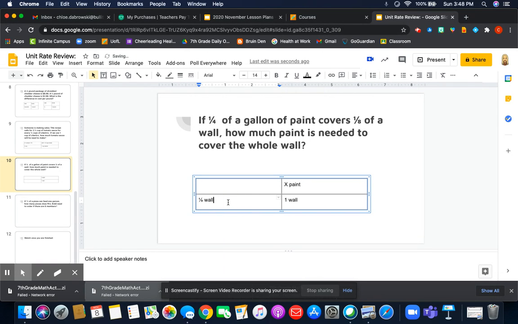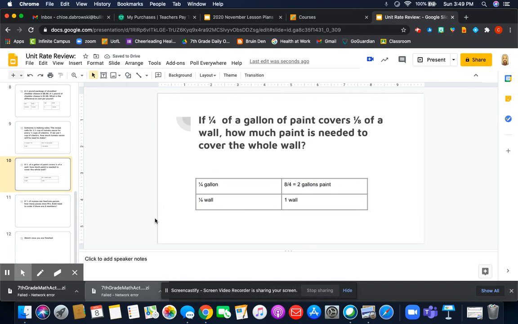So I do 1/8 of a wall, and it costs me 1/4 of a gallon of paint. 1/8 times 8 is going to give us that 1 value, or 8/8. So if I do 1/4 times 8, that gives me 8/4. 8 divided by 4 can be simplified just into 2 gallons of paint.